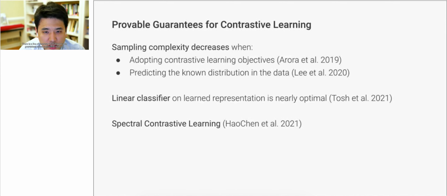There is a line of research studying provable guarantees about contrastive learning. Arora et al. in 2019 showed that contrastive learning helped decrease the sample complexity, and Lee et al. in 2020 showed that predicting known information in the data also helps decrease the sample complexity. Tosh et al. showed that in contrastively learned representations, linear classifiers are nearly optimal for downstream tasks. HaoChen et al. proposed a contrastive learning objective based on a spectral decomposition of the augmentation graph called spectral contrastive learning and showed better performance than SimCLR and SimSiam.